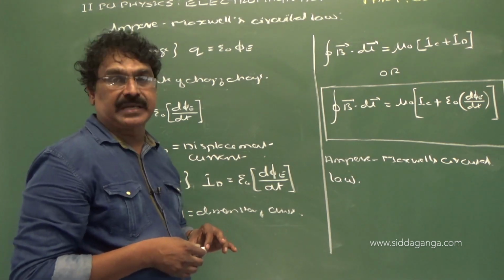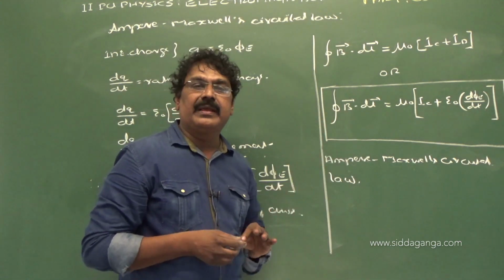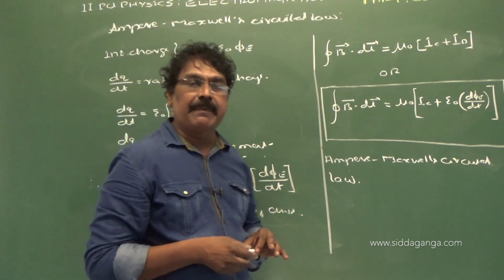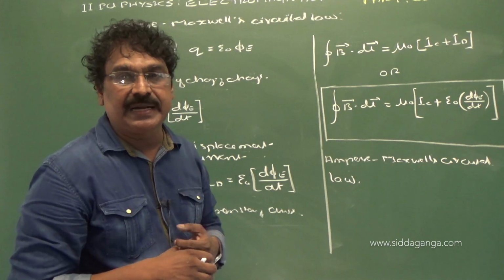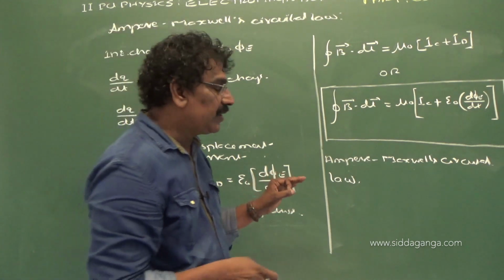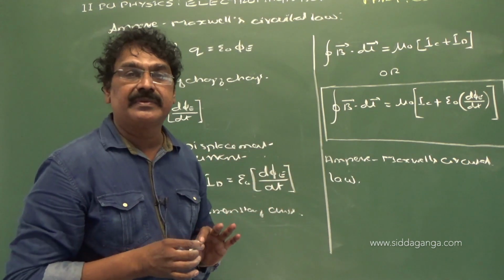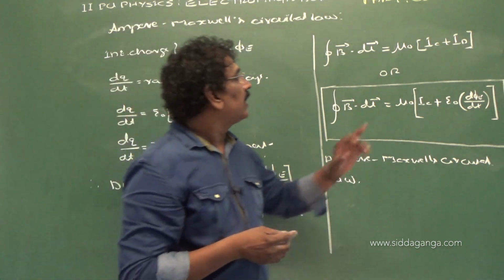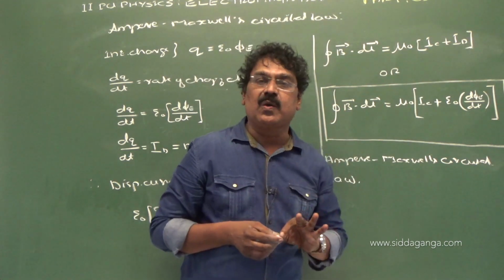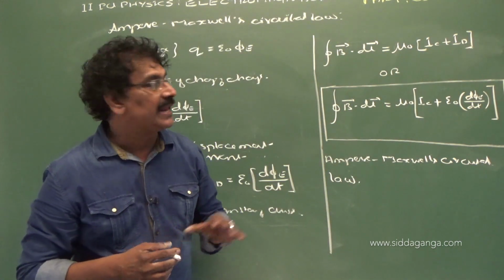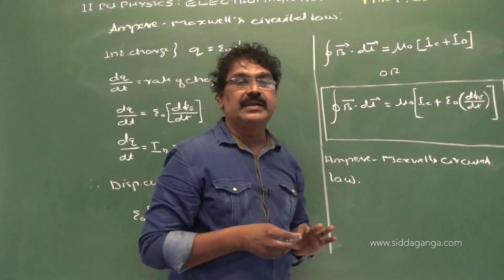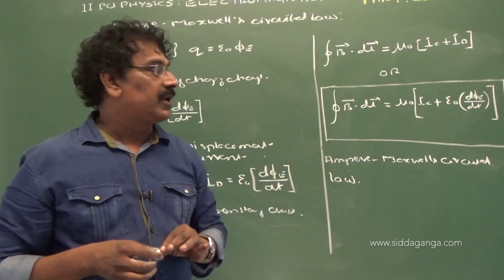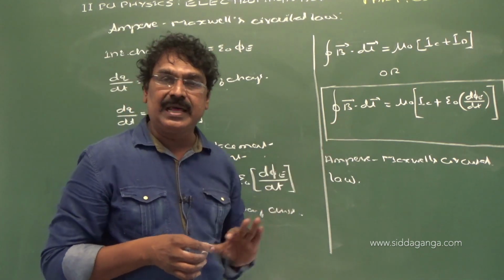This law is applicable to all circuits. If a circuit contains a capacitor, then there will be a displacement current ID. Suppose a circuit contains no capacitor, then there is only conduction current and no displacement current. Now ID is equal to 0, and that becomes Ampere's circuital law: the line integral of B dot dl is equal to mu naught into IC. And this is the modification of Ampere's circuital law.